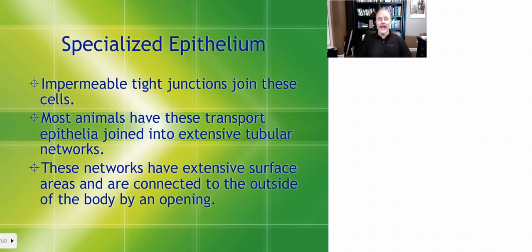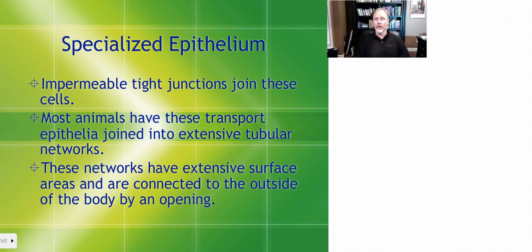And a lot of the animals that we're going to be discussing here have these specialized types of epithelial tissues, organized into very extensive and elaborate tubular networks. You can think of the nephron that we'll talk about soon and so forth. What this does is greatly increase the amount of surface area inside that particular organ.